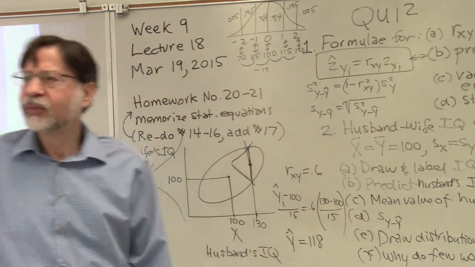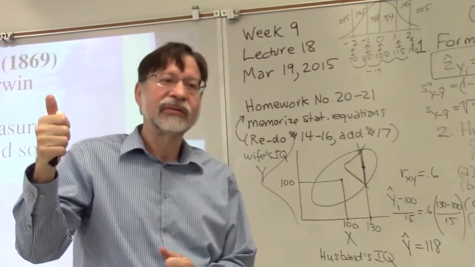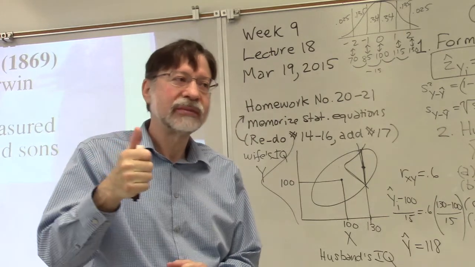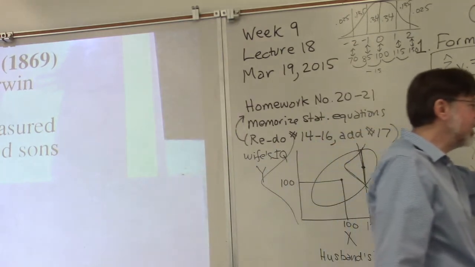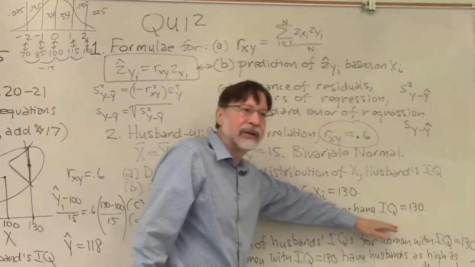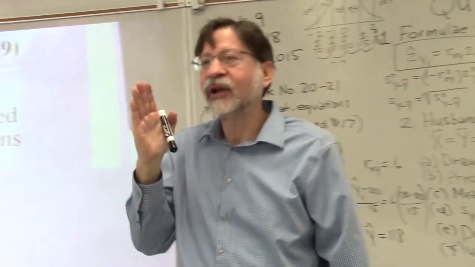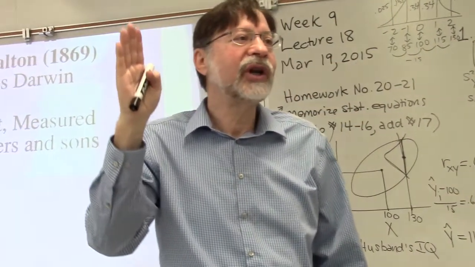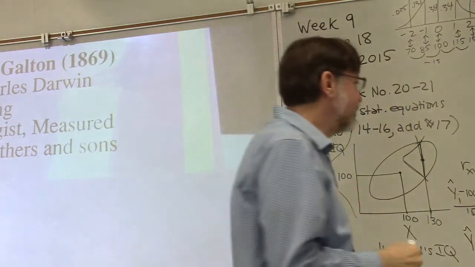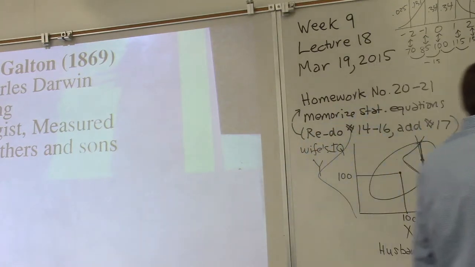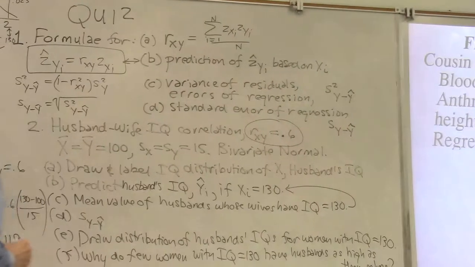What does that 118 represent? If you knew that the wife's IQ is 130, what do you predict the husband's IQ is? 118. Then it says, find the mean value of the husbands whose wives have IQ of 130. So if you took all the wives whose IQs are 130, what's the mean of all their husbands' IQs? 118. So basically, C is just asking you the same question as B, and the answer is also 118.